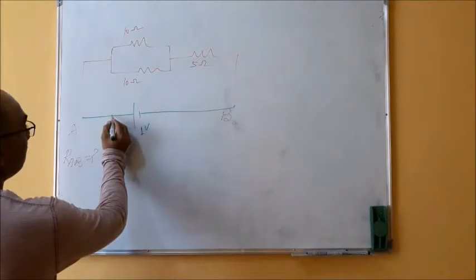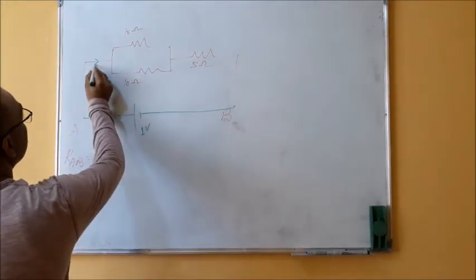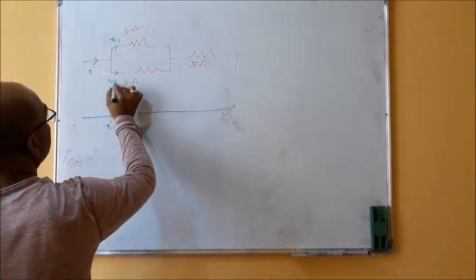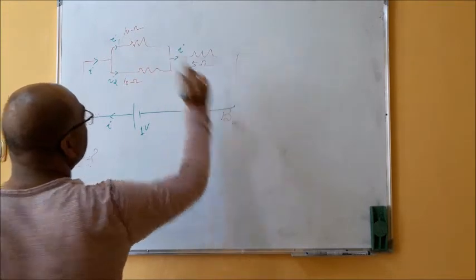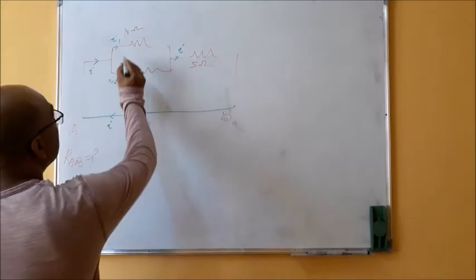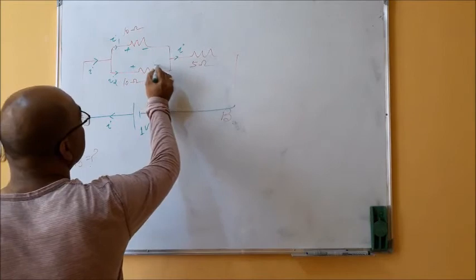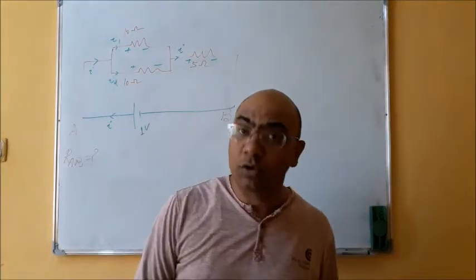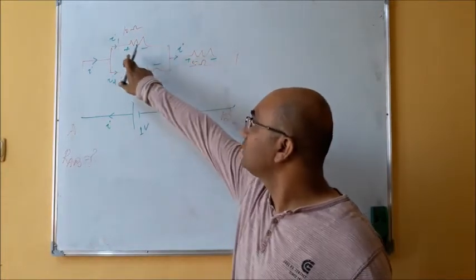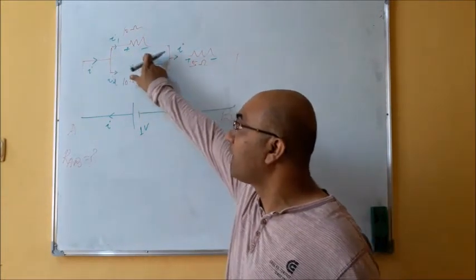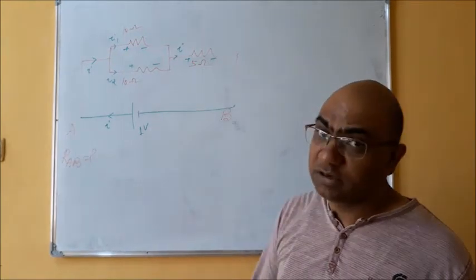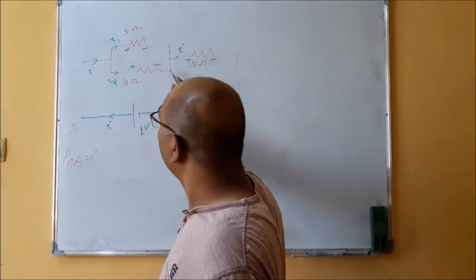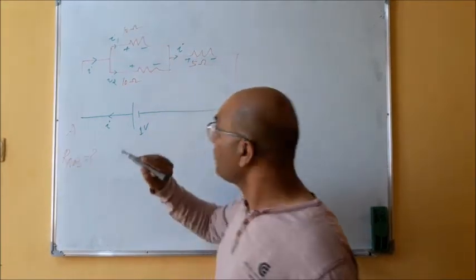So what can I do? Suppose current I is going here. So I1 will go there, I2 will go there, and again I will come here. So the polarity will be like this, because current always flows from higher potential to lower potential. If current is flowing this way, this is positive, this is negative. Take this loop.